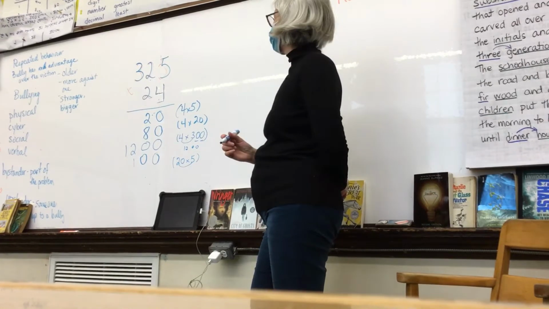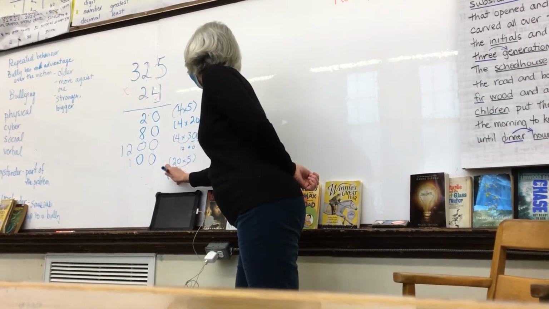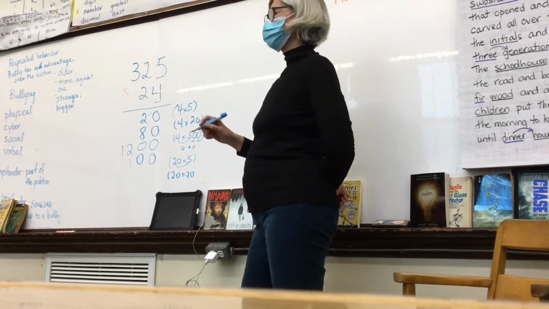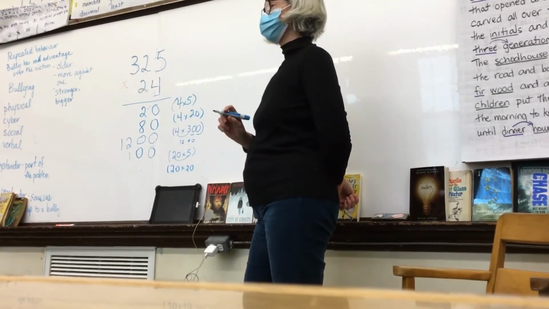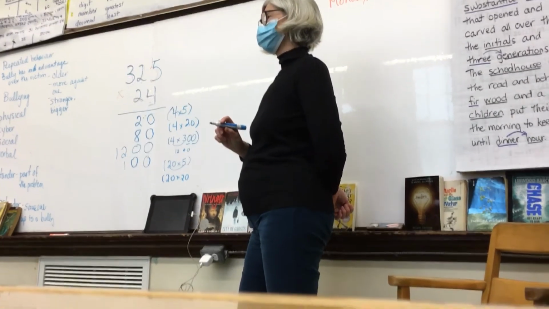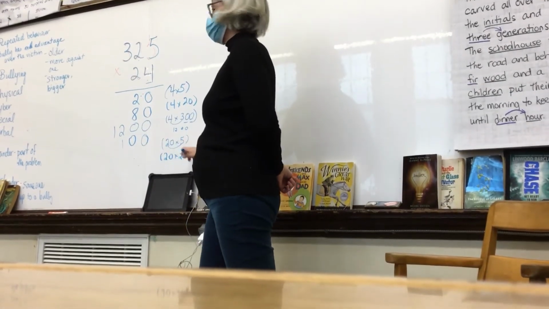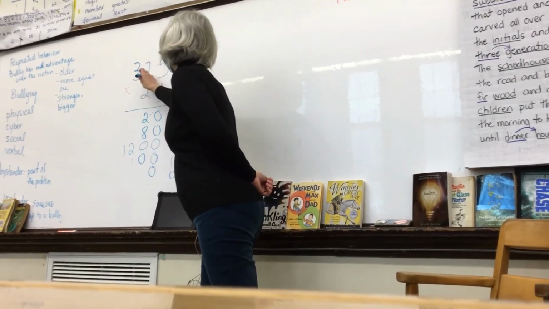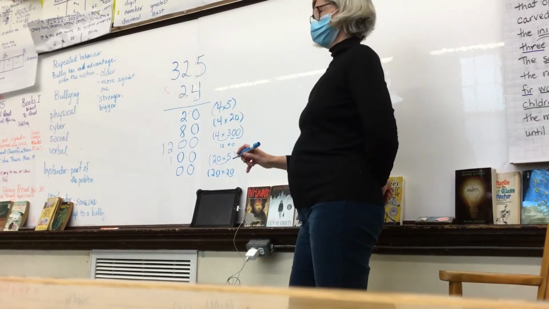Elise? 20 times 20. Very good. Do you know what 20 times 20 is? Or 2 tens times 2 tens? Am I counting by ones when I say 20 times 20? I'm not counting by ones there, and I don't have ones here. I'm going to put the 2 zeros down. Does that make sense?